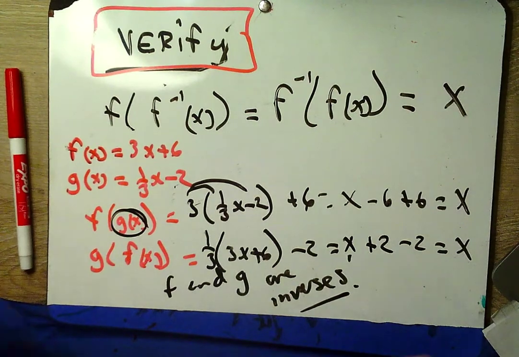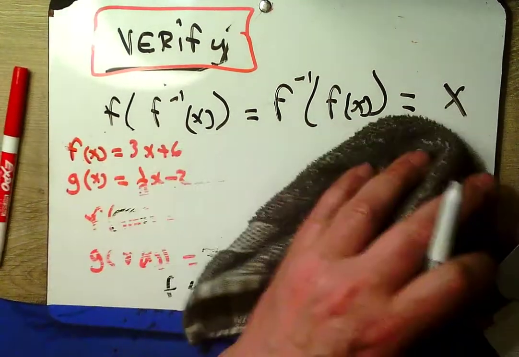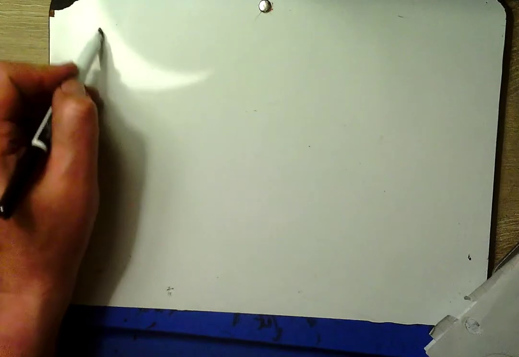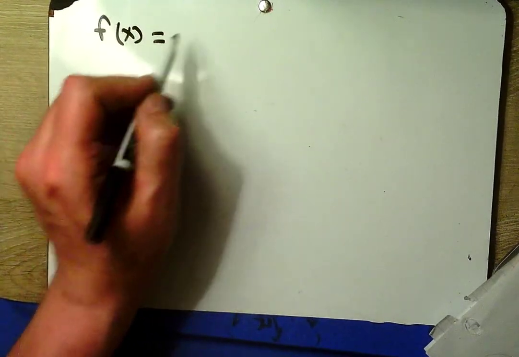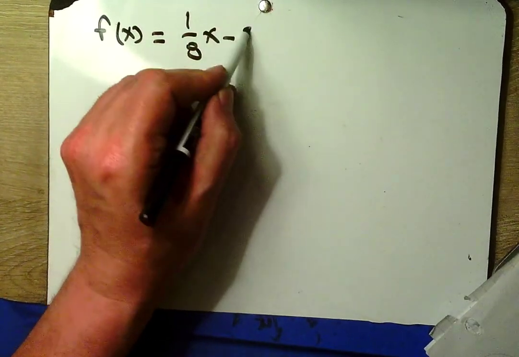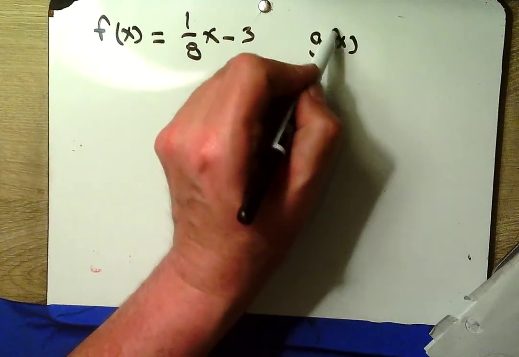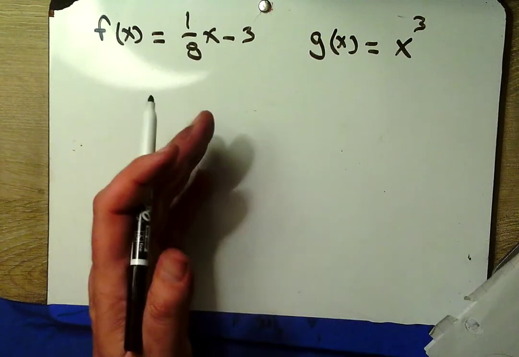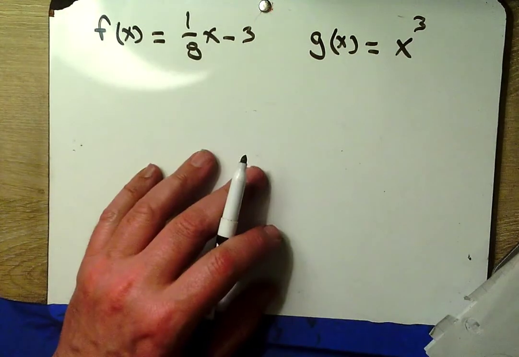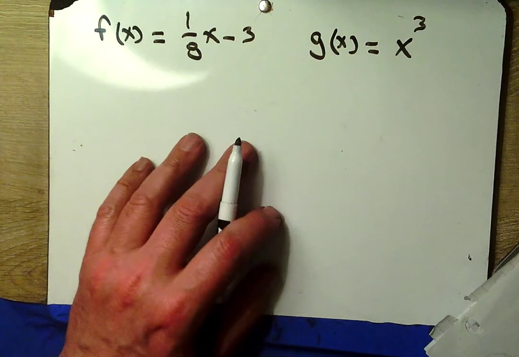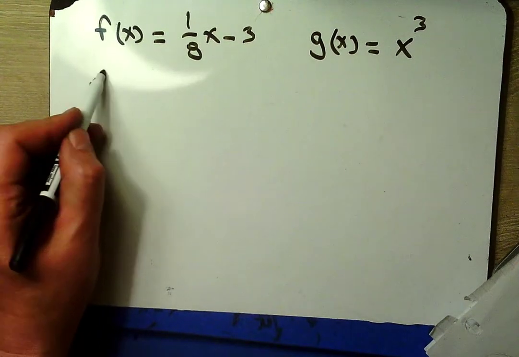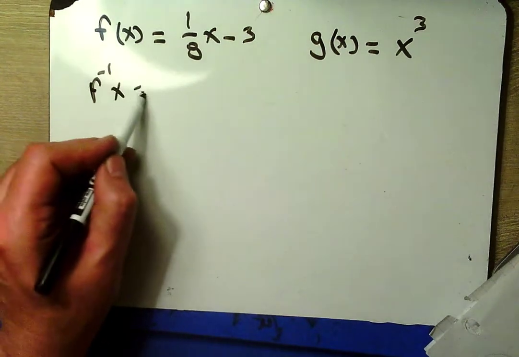I would say that you will be asked to do some exciting composition work. What do I mean by that? Well, here's f of x, 1/8 x minus 3, and here's g of x, which is x to the third. Now, are these inverses of each other? No, they're not. So don't worry about that. But I can make the inverse. So what's f inverse going to be?